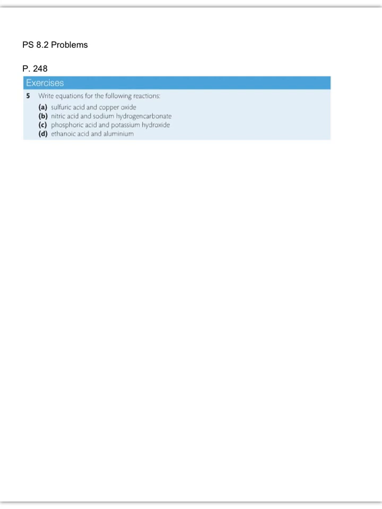Question number 5 in the problem set for 8.2 asks you to write equations for the following reactions. And I tried to give you mnemonics that would maybe make these easier. But you have sulfuric acid and copper oxide. Now this actually doesn't really fit any of the mnemonics I gave you, but it's just going to be a double replacement reaction because when you write sulfuric acid, you have H2SO4.